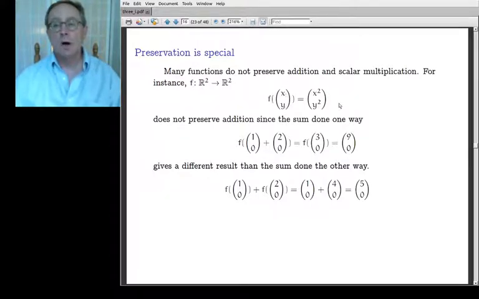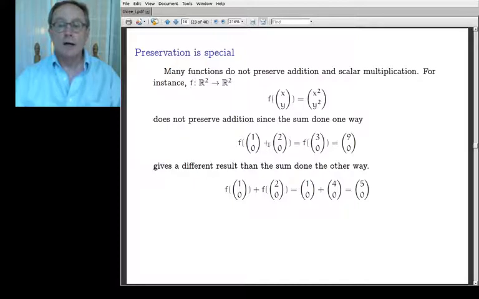F of x, y is the two-tall vector x squared, y squared. And it doesn't preserve, for example, (1, 0) and (2, 0) add to make (3, 0). F takes (3, 0) to (9, 0). However, f of (1, 0) and f of (2, 0) doesn't give (9, 0). F of (1, 0) is (1, 0), f of (2, 0) is (4, 0), doesn't give (9, 0).